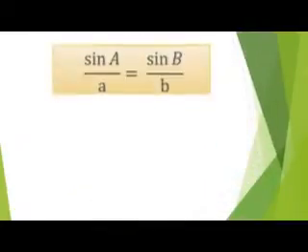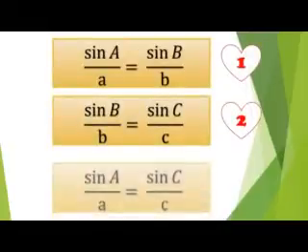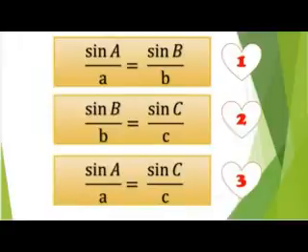So now we have already our equation 1 and equation 2. Using these two equations, using the transitive property of equality, therefore we can conclude that sine A over A is equal to sine C over C. So that will be our equation number 3.